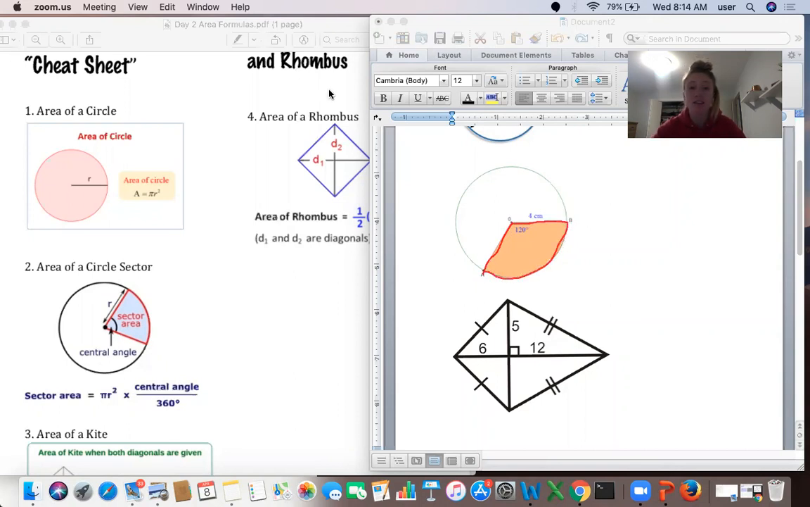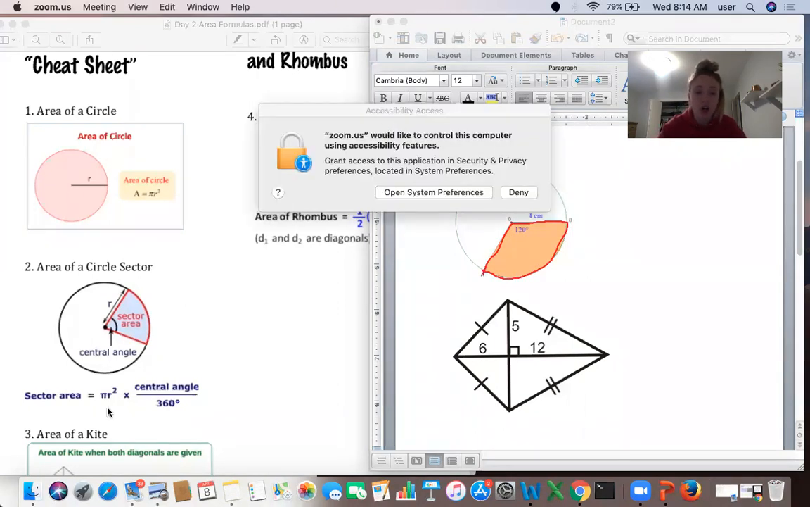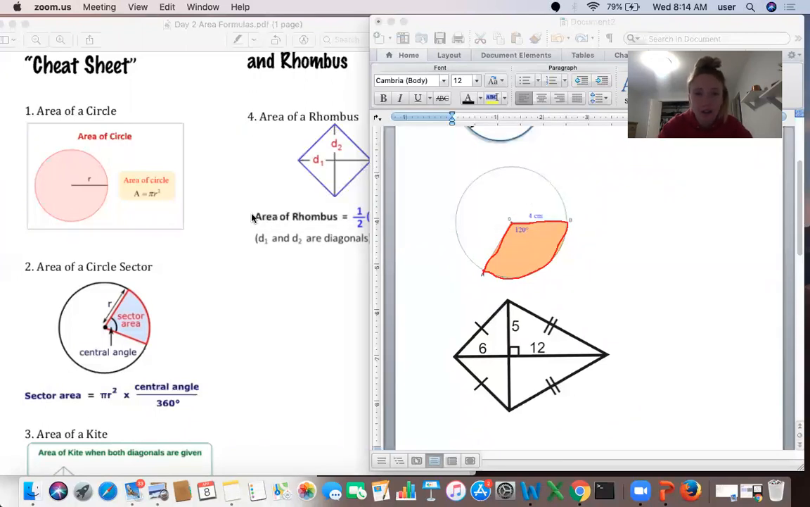This is actually a super similar formula to our arc length. I was just trying to show you this over here. So right here is area of a circle sector.